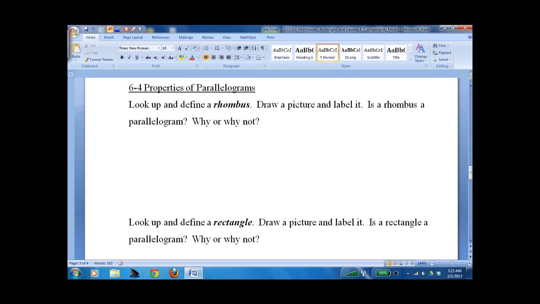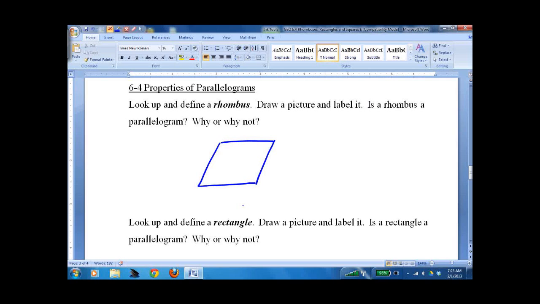Lesson 6.4, Properties of Parallelograms. Look up and define a rhombus. Draw a picture and label it. So I will do that, but if you want to try it on your own, I recommend it. A rhombus has 4 congruent sides.